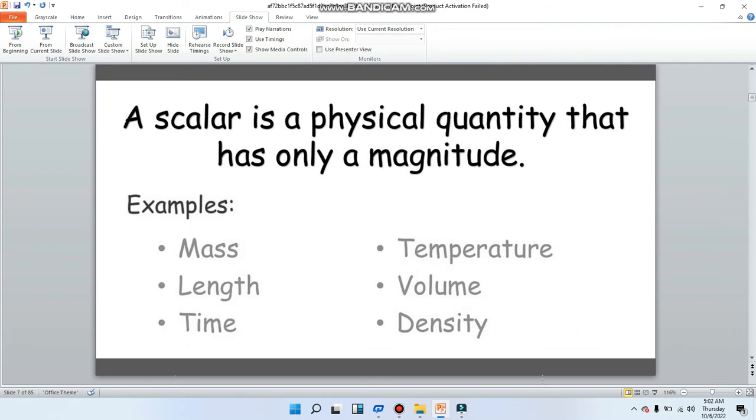A scalar is a physical quantity that has only magnitude. Scalar ऐसी physical quantity है जिसका just magnitude होता है. For example, mass, length, time, temperature, volume and density.